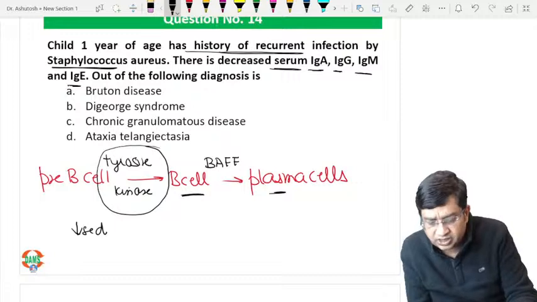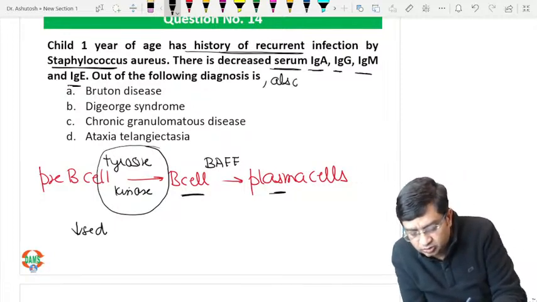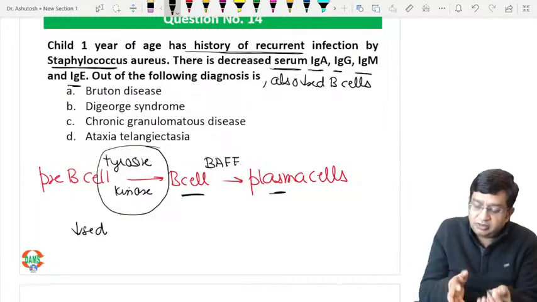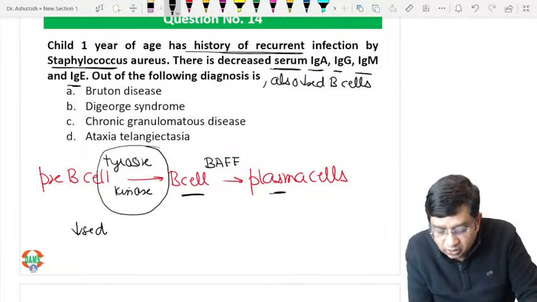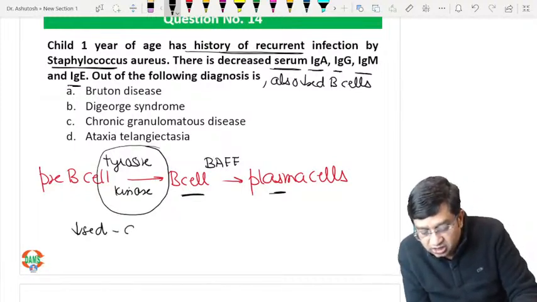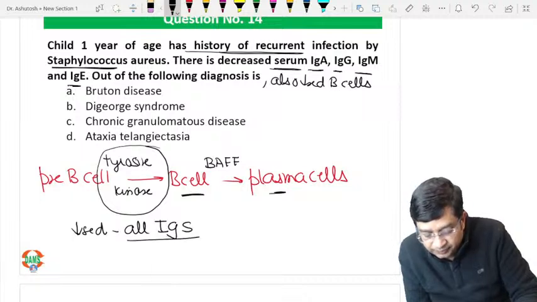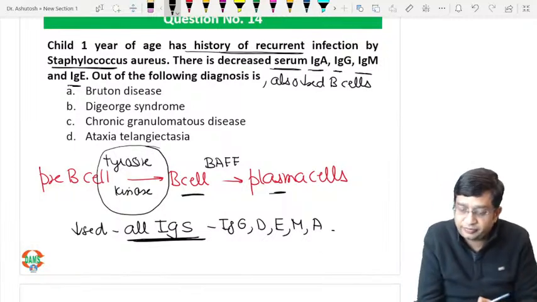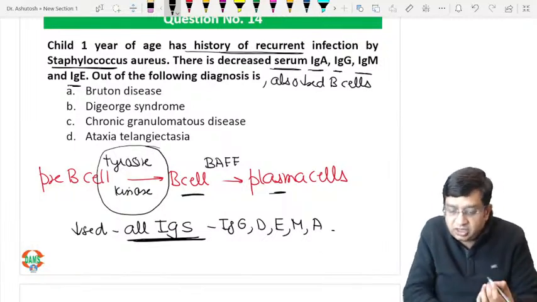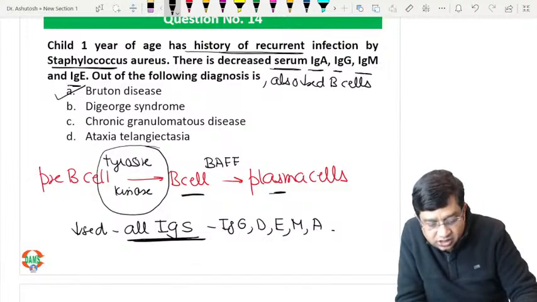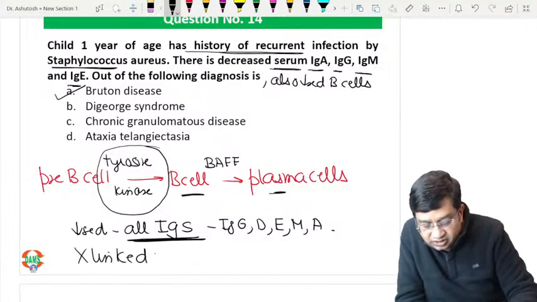That's very, very good. If it was given, also decreased B cells. Pre B cell converts into B cell, and plasma cells are formed from B cells. But if there is mutation of tyrosine kinase, pre B cell is not converted to B cell, so there is decrease in all immunoglobulins, maybe IgG, IgD, IgE, IgM, IgA, right? And in this, if nothing is there, there is mainly infection by Staph aureus. So this is most likely Bruton's disease, which is an X-linked recessive disorder.